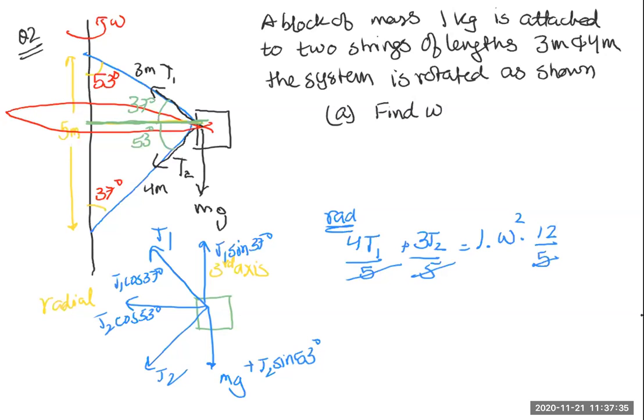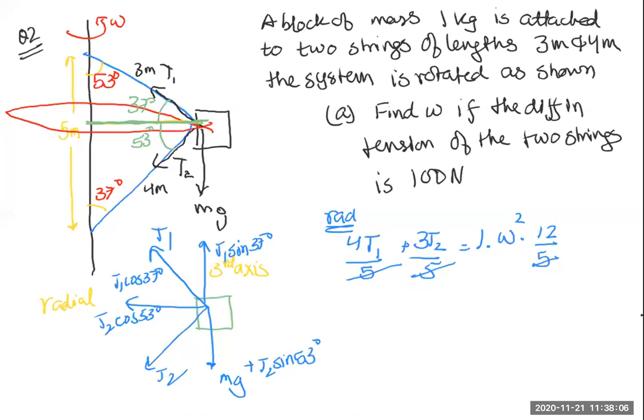Find omega. So third axis में आएगा मेरे पास T1 sin 37, that is 3T1/5 is equal to, नहीं मैंने वो एक मिनट, हो गया, दिमाग नहीं काम कर रहा.